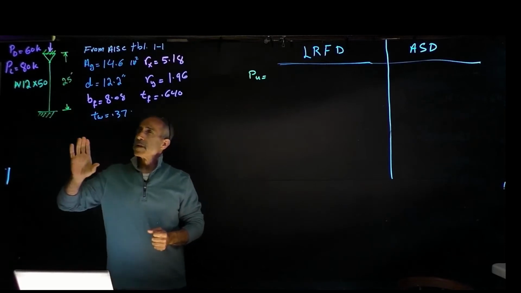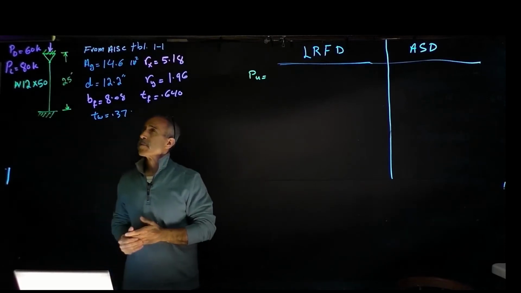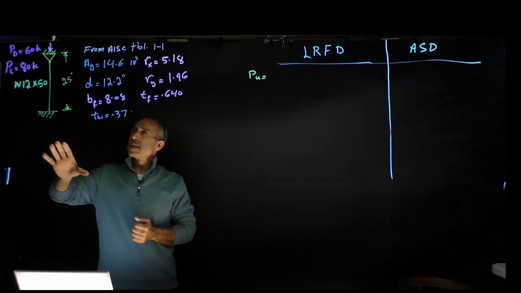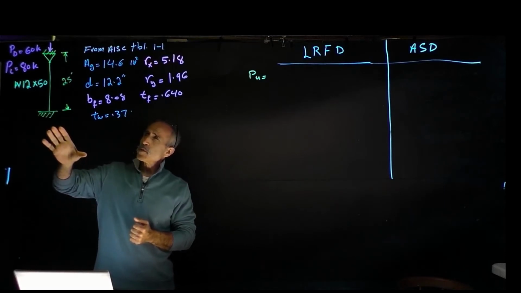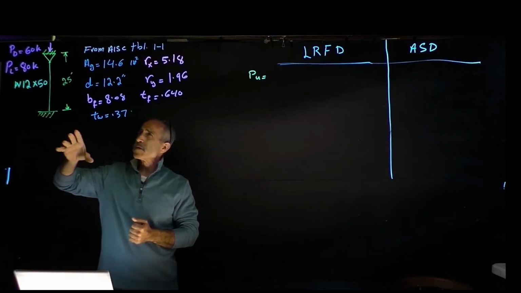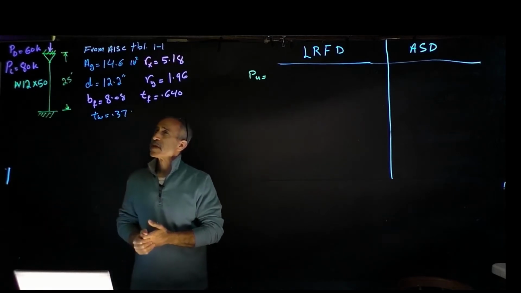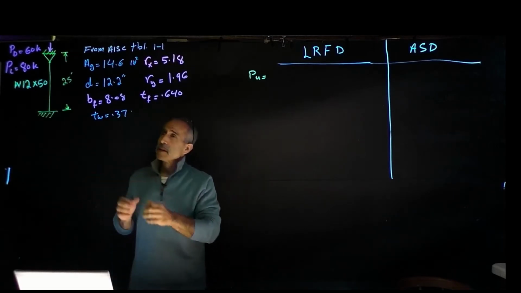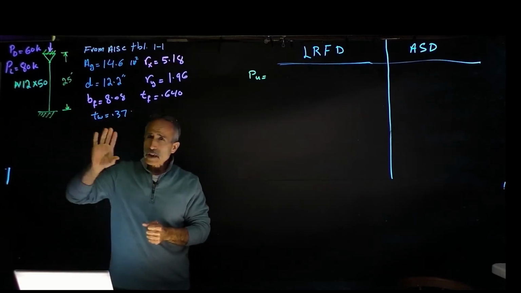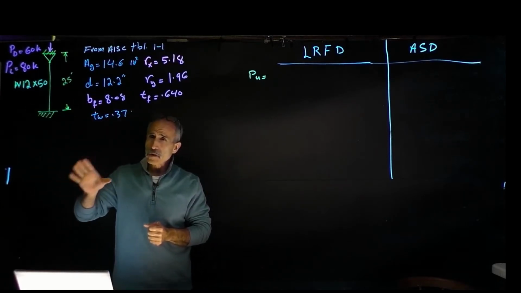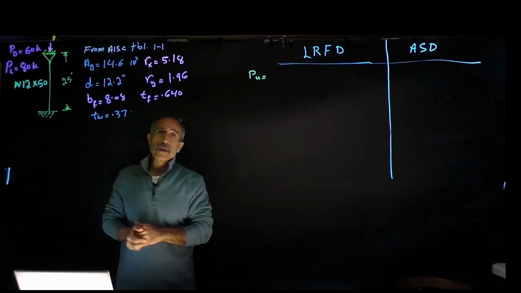In this example, we're going to go ahead and design a column. So we have this column, and it's a W12 by 50, and we have a dead load of 60 kips and a live load of 80 kips. We want to know what is the capacity of this column. Regardless of what the load is, we're going to calculate the capacity of the column, and once we come up with that, then we can compare it.